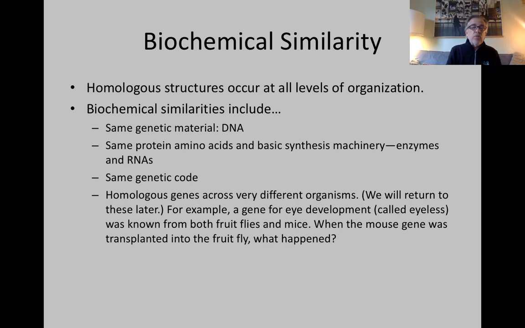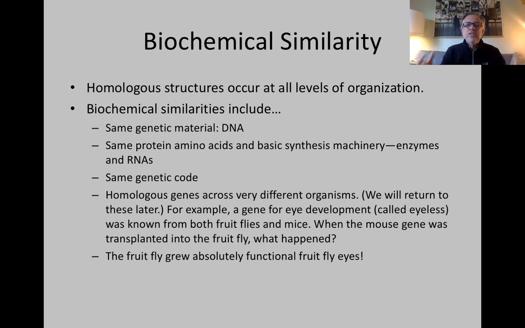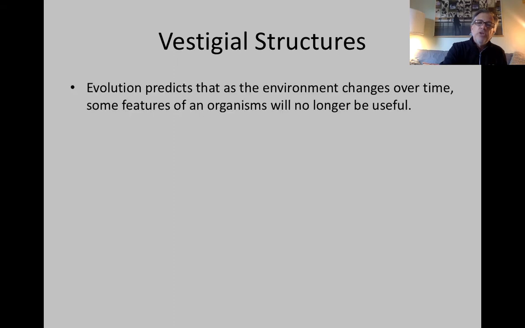Did the fruit fly grow up with little mouse eyes? No, the fruit fly grew up with absolutely beautiful functional fruit fly eyes. The message of the mouse gene was understood by the fruit fly, meaning that it was the same chemistry. These were homologous genes. And that's really interesting because the common ancestor of fruit flies and mice occurred over 400 million years ago.